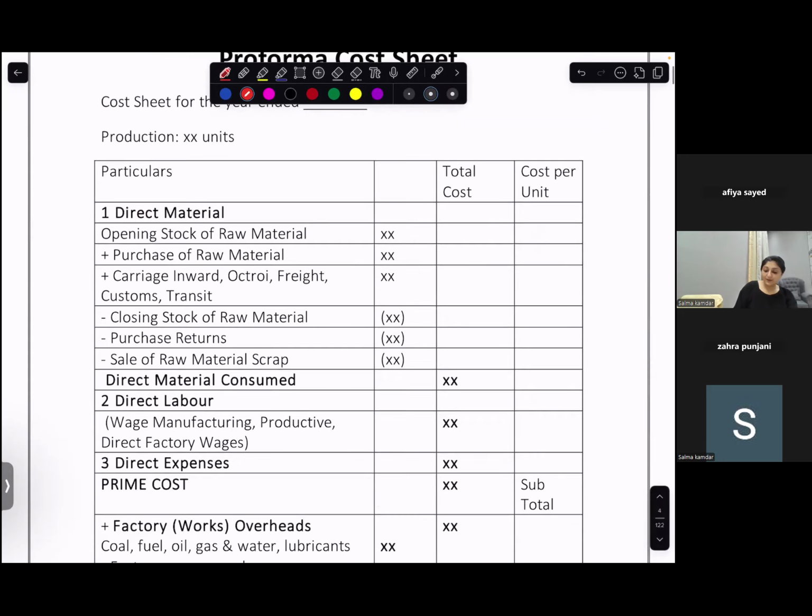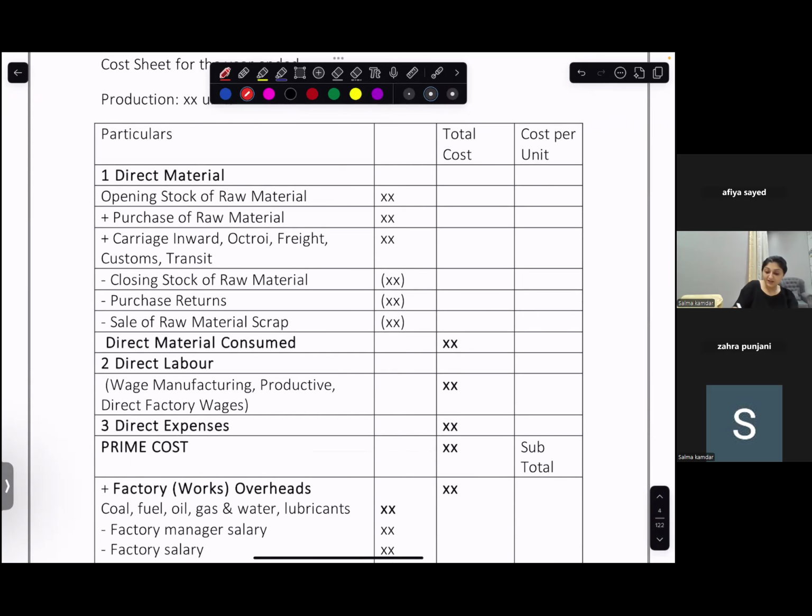So when I make my cost sheet, I would first start with direct materials. Then I would write direct labor. Then I would write direct expenses. And then I would get prime cost. Direct material, direct labor, and direct expenses. When you add all of this, you are going to get the prime cost. Are you with me? Okay. I hope you remember this also.